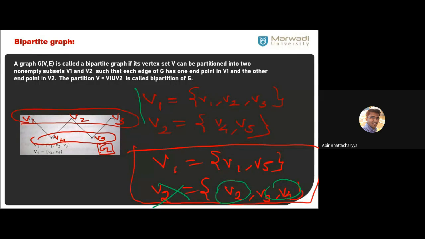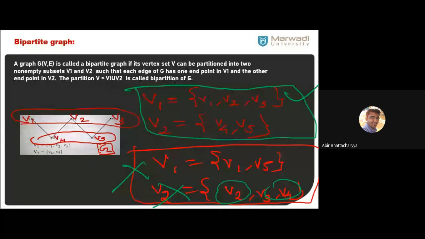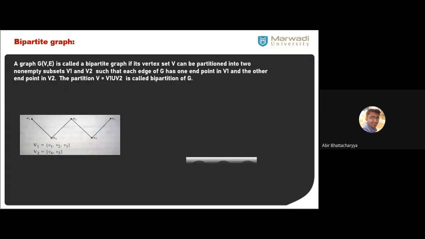What is the first partition I made? If you find any other partition, please tell me. No other partition is possible right now. I'm waiting for your answer. Anyone found it? Any other partitions? All right, it's not possible here. Let's move on to the next.